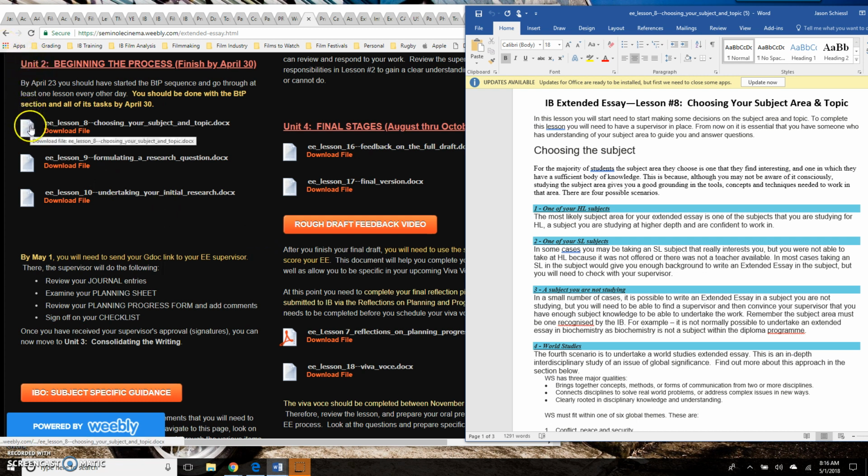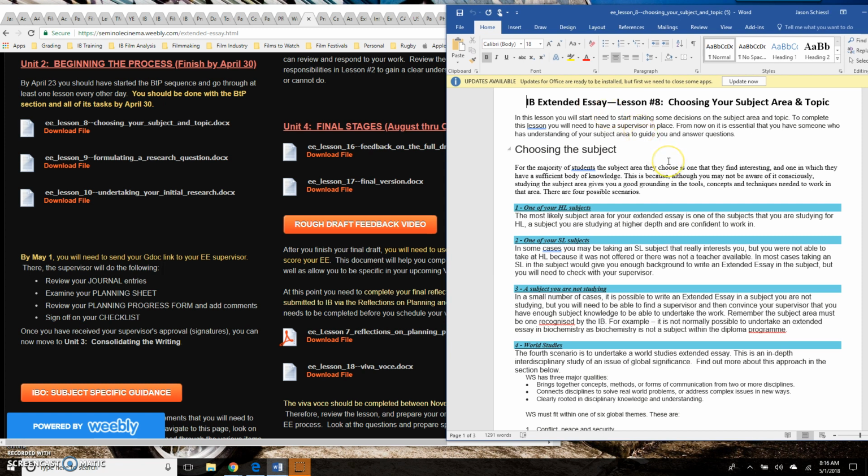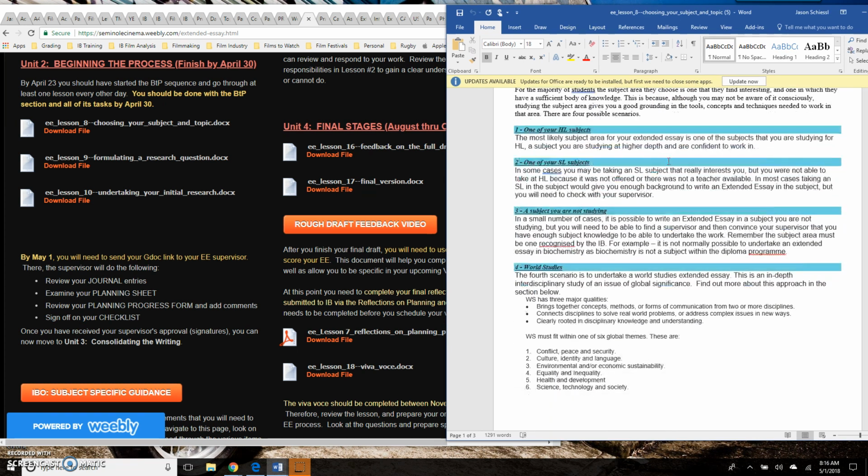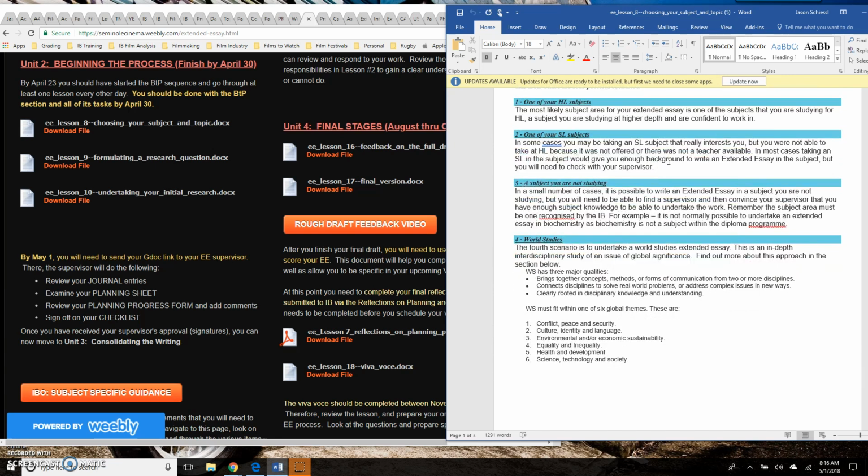In Unit 2, if you click on Lesson 8, Choosing Your Subject and Topic, you'll see this Word document that comes up where you have to choose your subject. So most of you, students at least, will want to choose a subject usually relating to a course that you're already taking, such as IB film. If you really like IB film and you think that you'd like to focus on a film type of topic, then you'll choose film as your subject. And since that's a DP subject, you're all good with that.